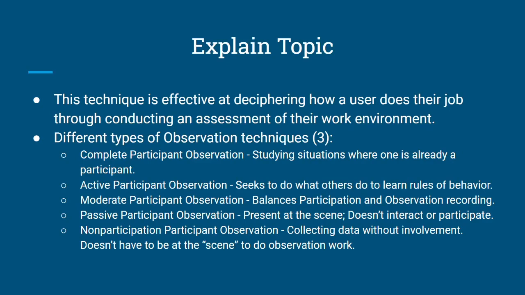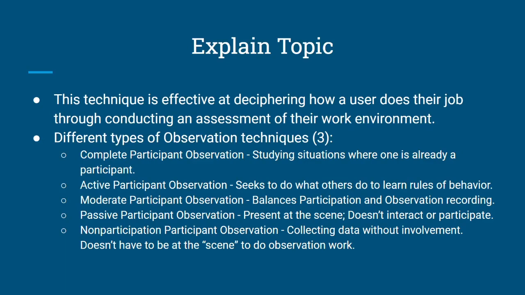Then there is active participant observation. This is where the observer seeks to do what others do to learn the rules of the activity or the project, or even the behavior that might be tied or associated with that project. An example of this is hunting and fishing. An active observer would want to learn how to master those topics by doing it themselves, research, and then go out and be hands-on about it.